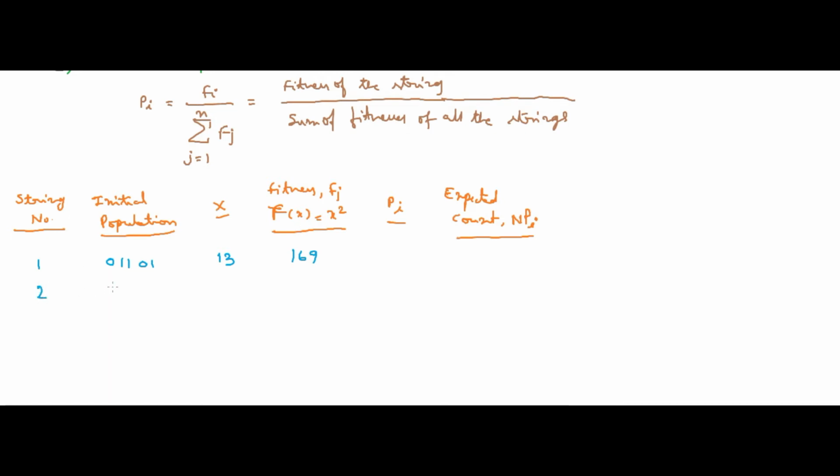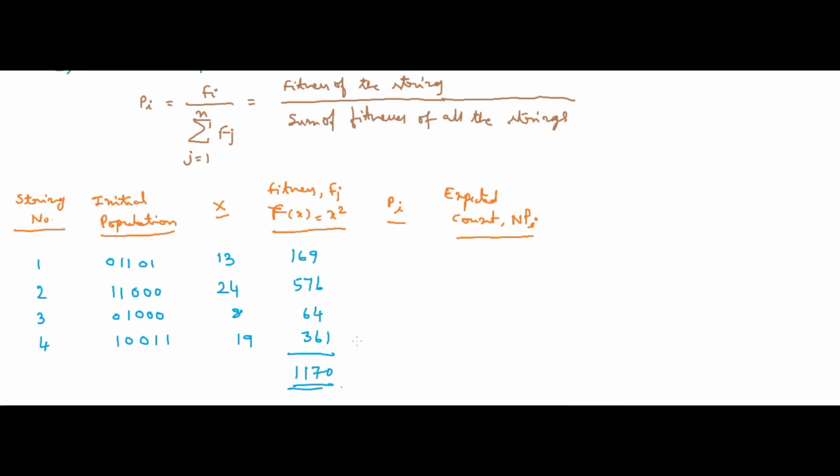Second one is 11000, and its value is 24 here, and its fitness is 576. Third one is 01000, its value is 8 here, and it is 64. And fourth one is 10011, its value is 19, and the fitness is 361. So the total is 1170.